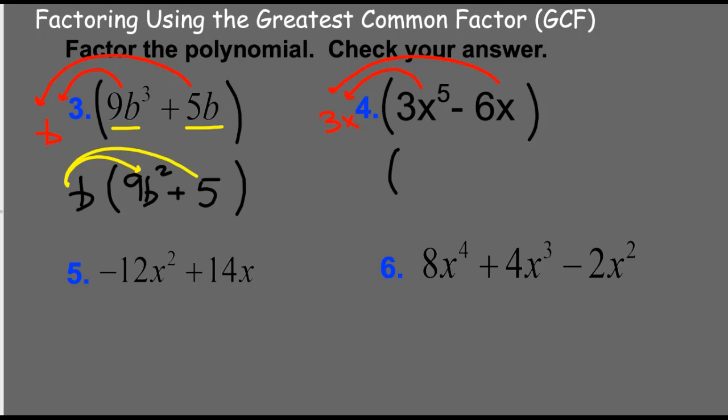So if I take out a 3x, I undistribute a 3x, what would I have to multiply 3x by to get what I had originally? 3x to the 5th, x to the 4th, minus, I would have to multiply 3x by 2 to get back to minus 6x. What do you think? Picking up what I'm putting down here?